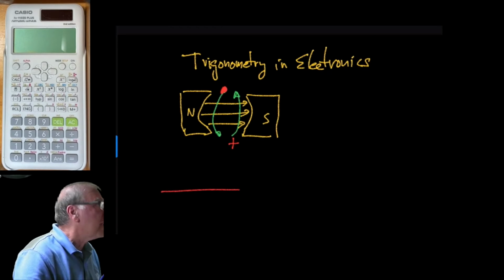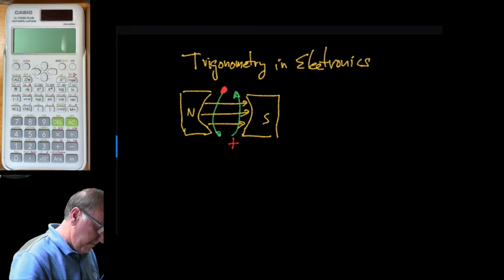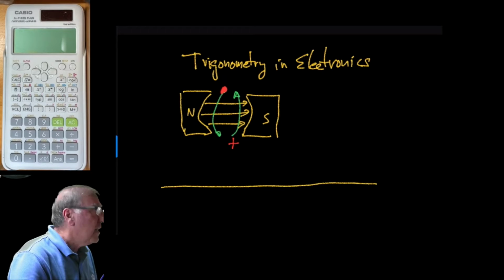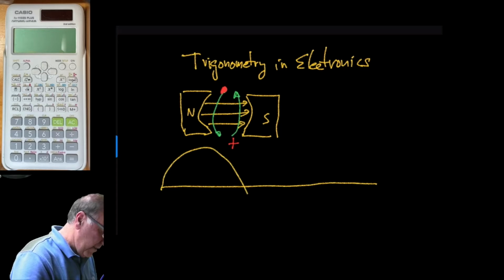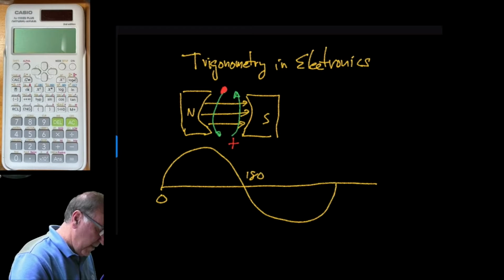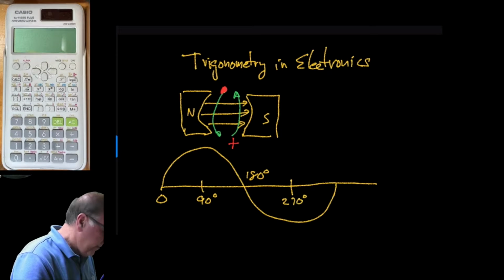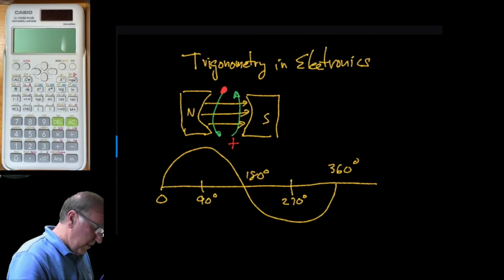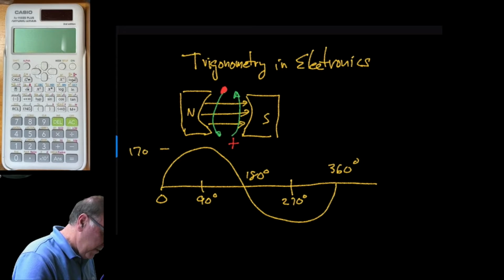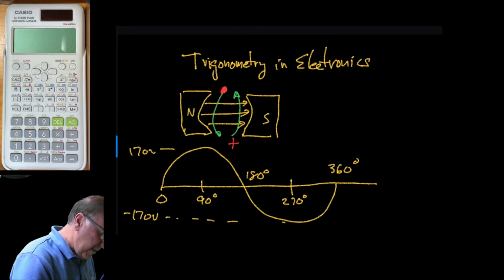So let me draw this. Well, let's go back to yellow. I like yellow better. I think it shows up better. So we'll draw our sinusoidal voltage here, a sine wave. And this is 0 degrees. This is 180 degrees. This would be 90 degrees. And this would be 270. And finally, 360 degrees, one full circle. And we had said that this would be 170 volts and minus 170 volts. This is the peak in the negative direction.